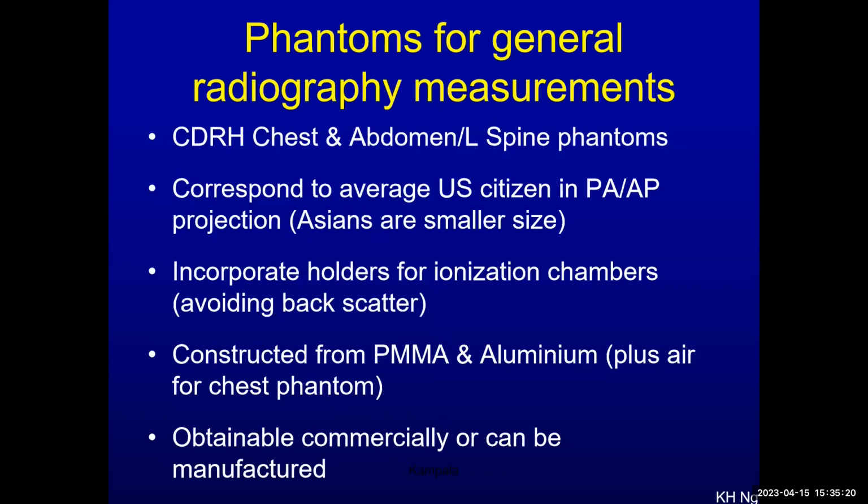So you have the CDRH, you have the chest, abdomen, right? The abdomen is the lumbar spine. Well, that was developed by the US, so they have US citizen size, but we, as most of us are from Asia, are smaller in size, so be aware. And people have done some studies, some correction factor to be incorporated.